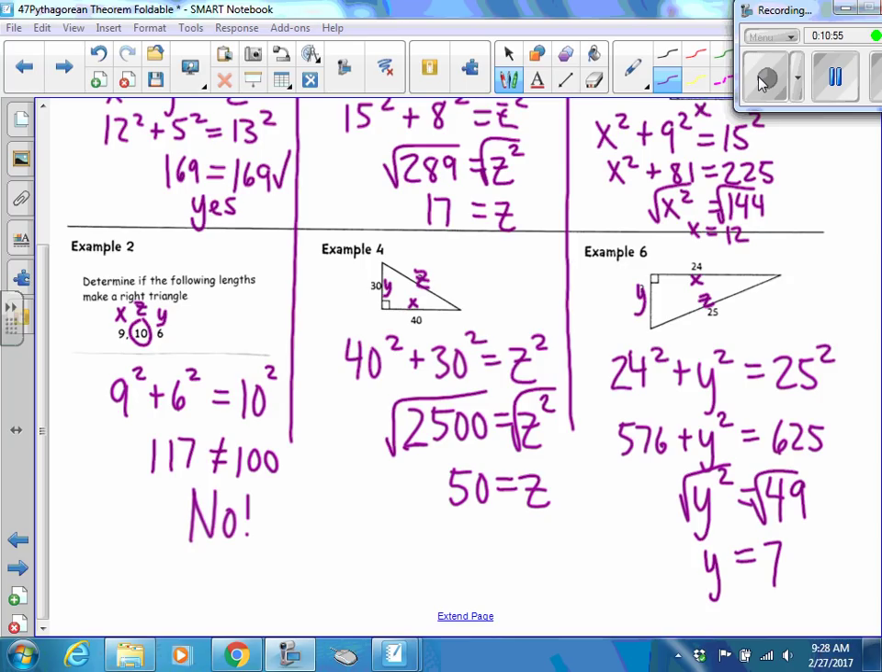Great, so now that you've had a good review of the Pythagorean theorem, you have some classwork to try with a partner, and I'll check you when you're done.